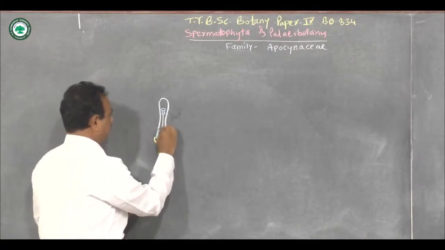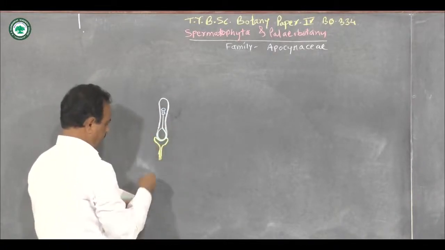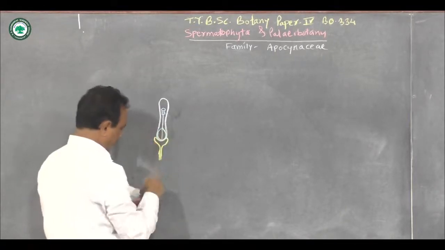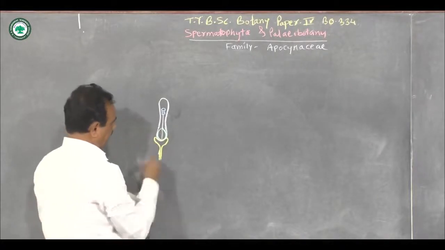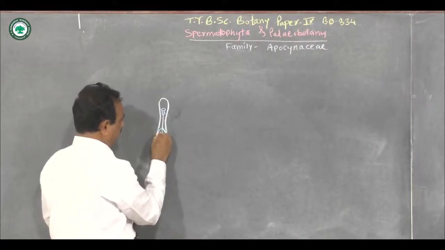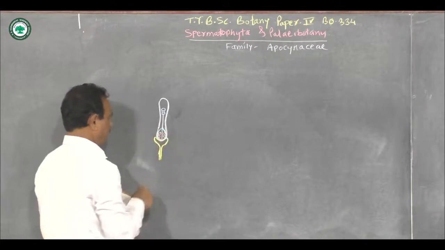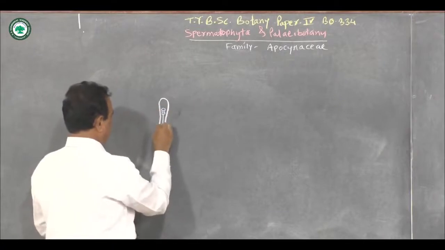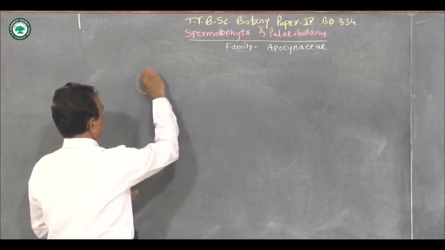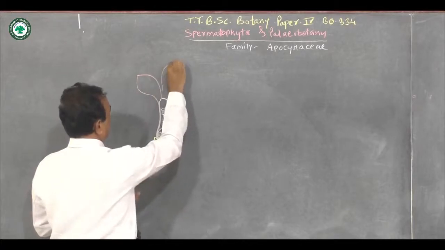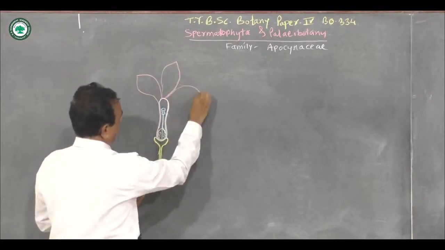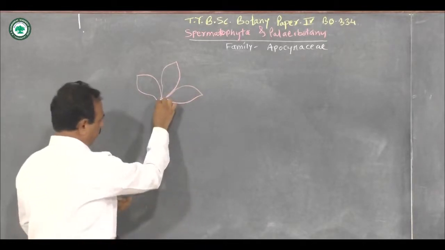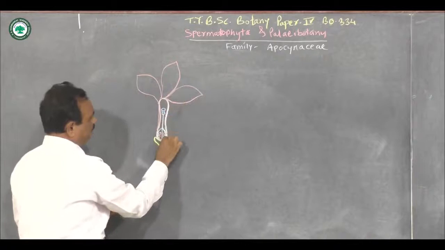So this is the ovary, and it shows the presence of the marginal placentation. So here the ovules, they are attached to the margin of the ovary. Here at the apical portion, so these are the petals. So these petals, they are free at the apex, but they are fused at the base, forming a tube.